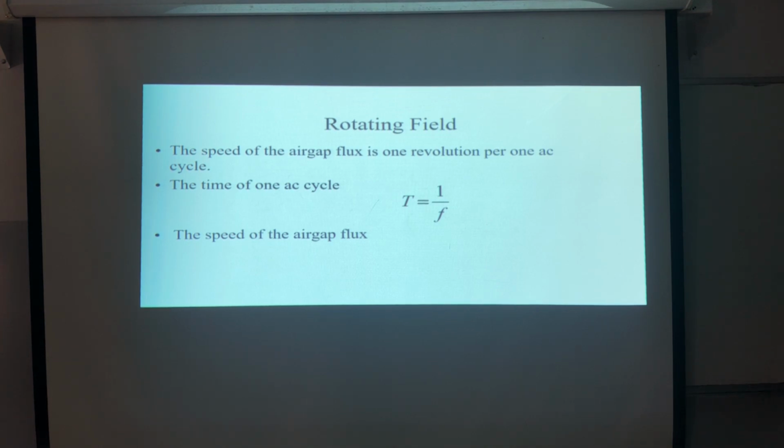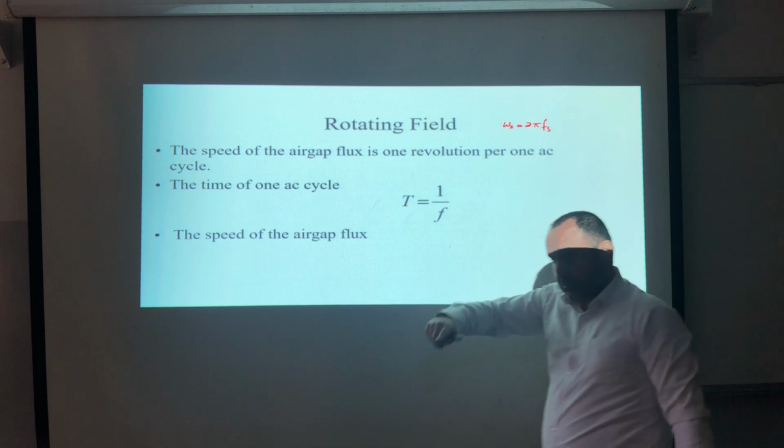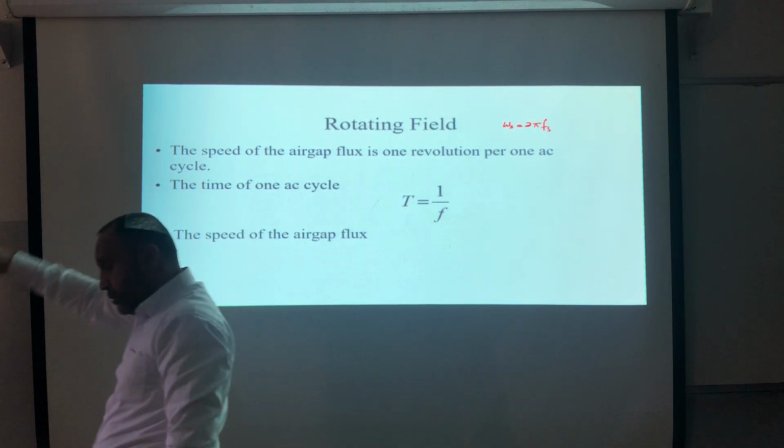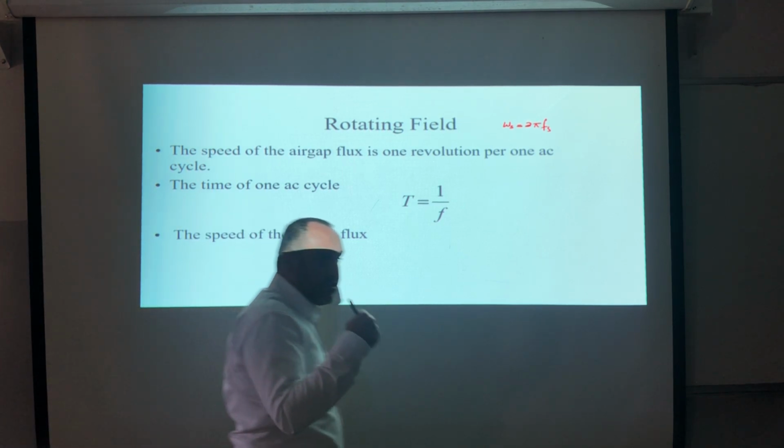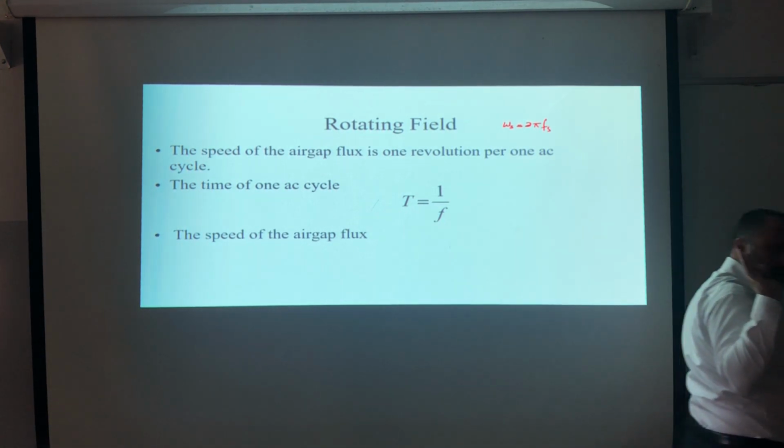Now, the flux is rotating by which speed? By the synchronous speed, correct? So if I need to calculate omega s, this is equal to 2 pi fs. Now this is what we call the electrical speed. Simply, how much time the flux needs to complete one cycle, correct? One cycle. Now the period, you know that the period is 1 over the frequency.